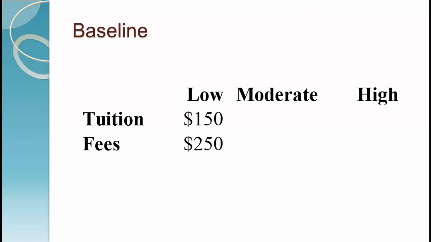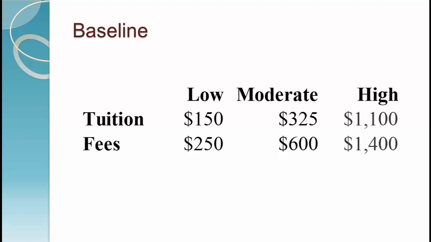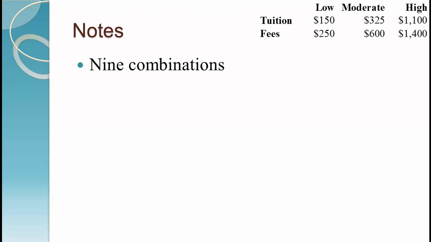$5,000. For moderate values, my estimate for tuition was $325 and was $600 for fees. Attending a college with this cost structure for one year would cost $10,950. And for high values, my estimate for tuition was $1,100 and was $1,400 for fees. Attending a college with this cost structure for one year would cost $35,800. Keep in mind that a college could have low tuition and high fees, or moderate tuition and low fees, for example. There are, in fact, nine possible combinations.